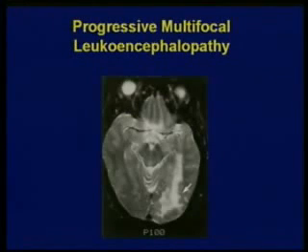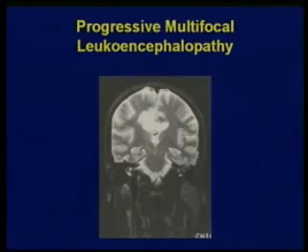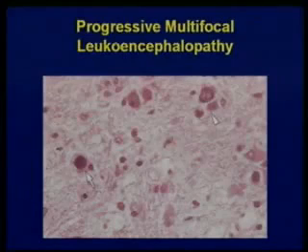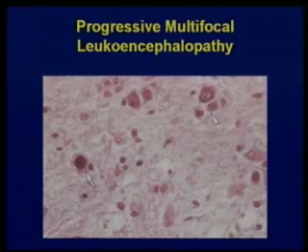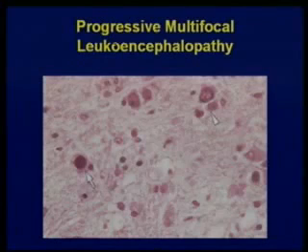Here's what it looks like. White matter disease, that's what the arrow is pointing to. Here it is again, white matter disease. And why am I showing you this? I'm showing you this because this shows a demyelinated focus containing atypical astrocytes, and this is an oligodendrocyte here with intranuclear inclusion.